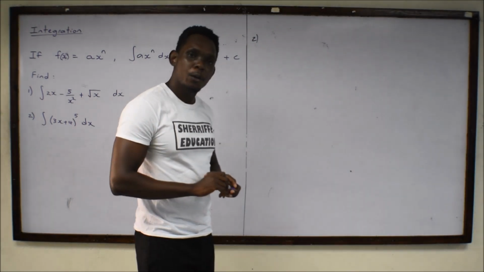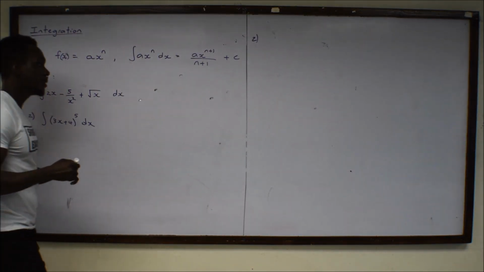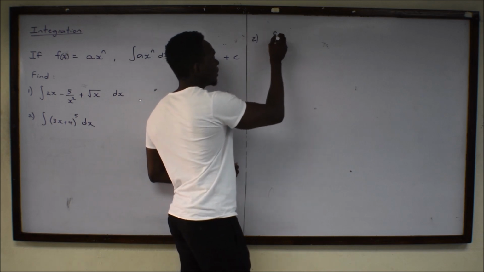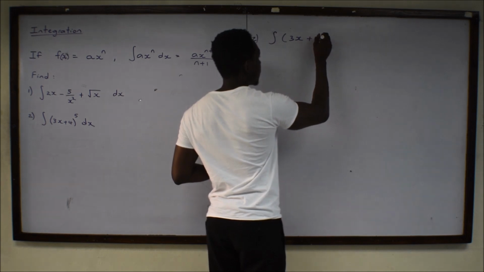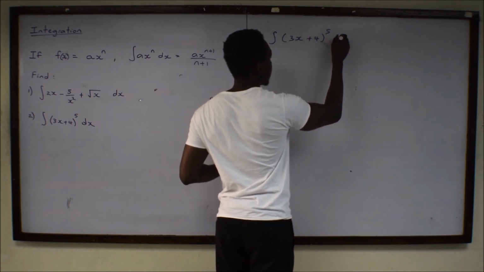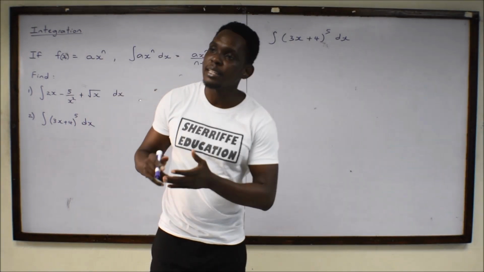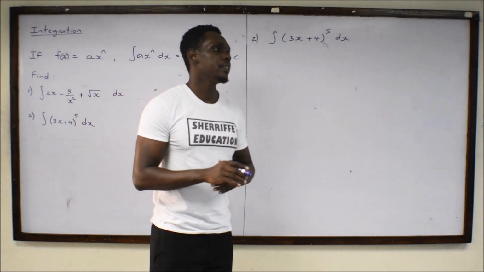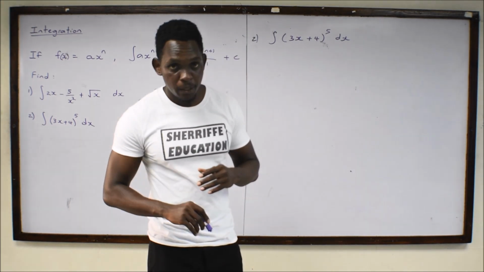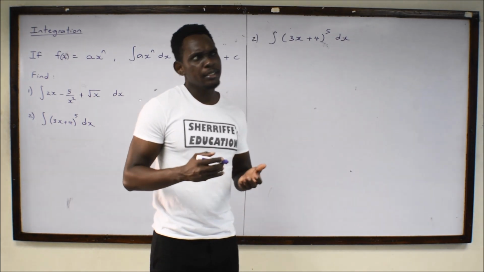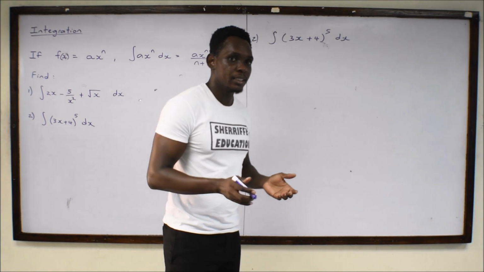Now we'll look at the second problem. We want to integrate 3x plus 4 to the 5th power, and we're doing that with respect to x. So let's think about it. Remember, integration is the reverse of differentiation. So when integrating, you're undoing what you did when you differentiated.